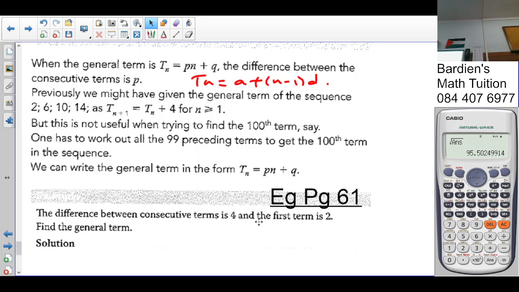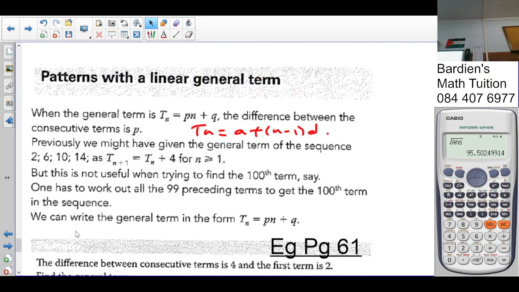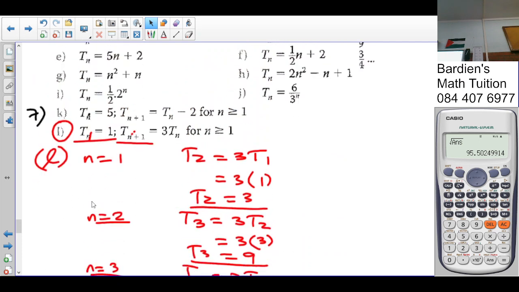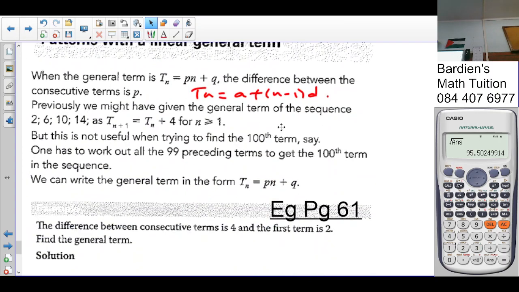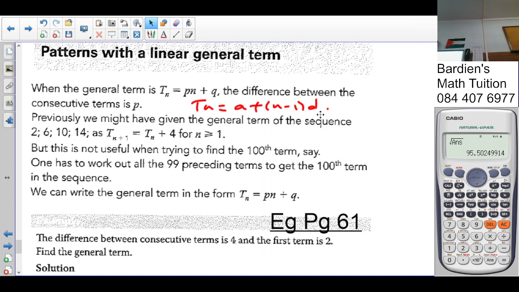Can you see that? So if you go up here to this recursive formula that we had here, imagine you had to work out the 100th term. You must go all the way to 100. However, this formula that we are using, which is pn plus q or T_n is equal to a plus (n minus 1)d, you can just substitute 100 for n to work out the 100th term.